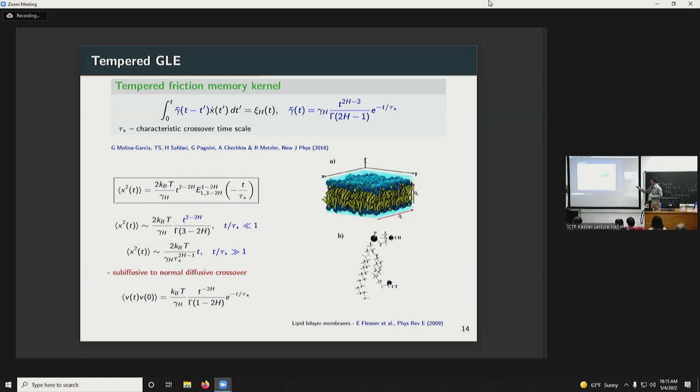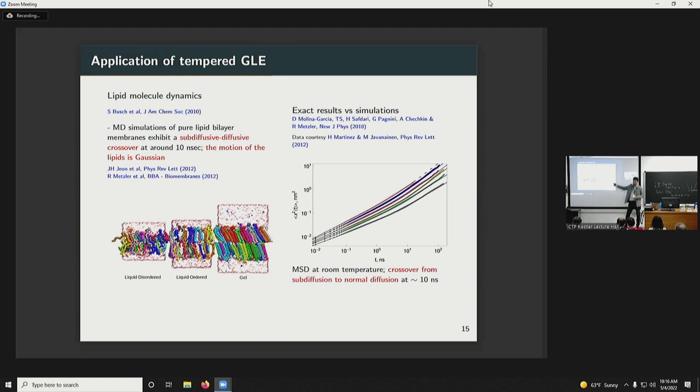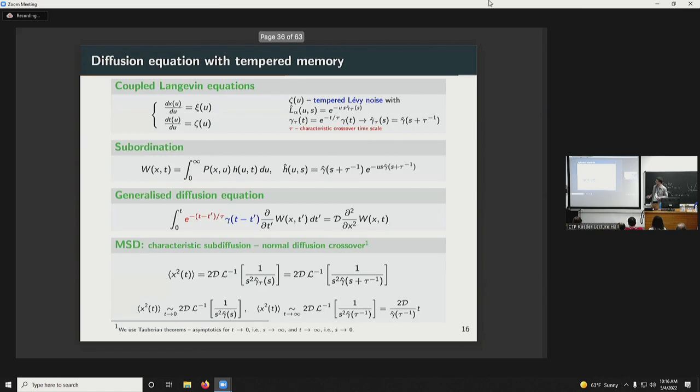the diffusion of lipid bilayer membranes. These lipid structures, if immersed in water at room temperature, form these bilayers. And according to the simulation, these bilayers move together, but they don't perform jump processes, so they satisfy this equation. And if we try to fit the experimental results with the theoretical results, we see that we have a perfect agreement, and we see that the crossover from subdiffusion to normal diffusion appears at 10 nanoseconds, which is observed by the simulations.